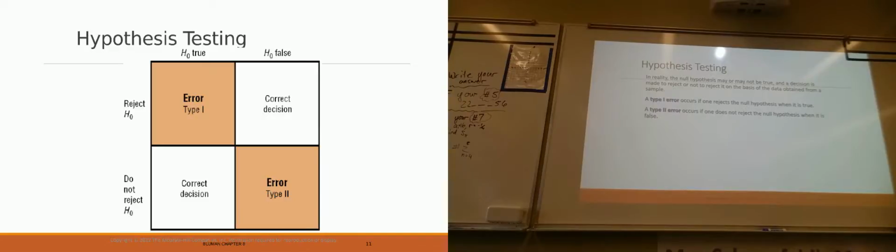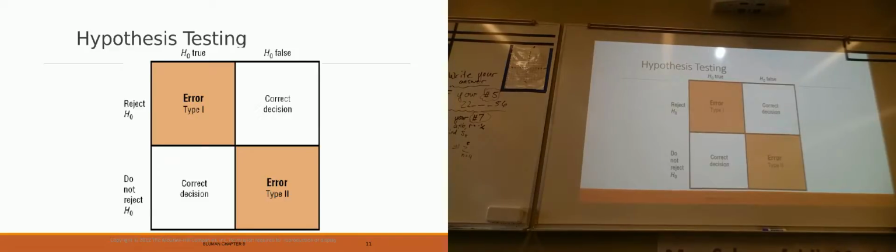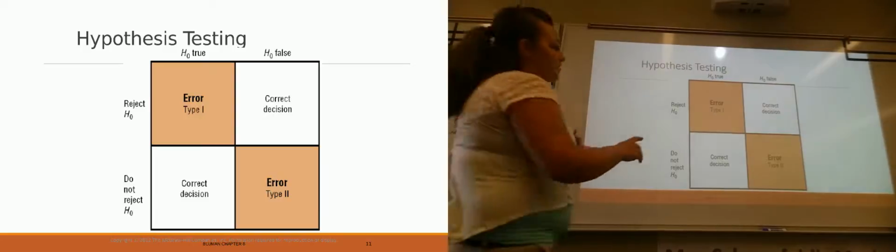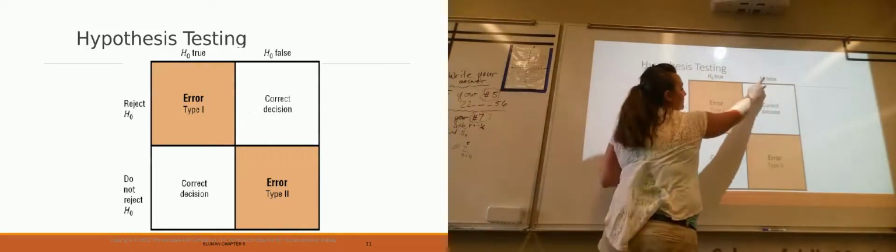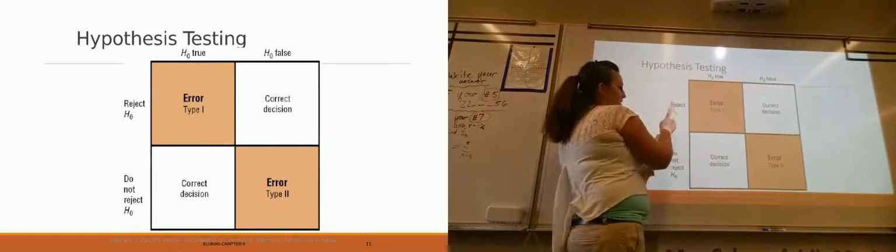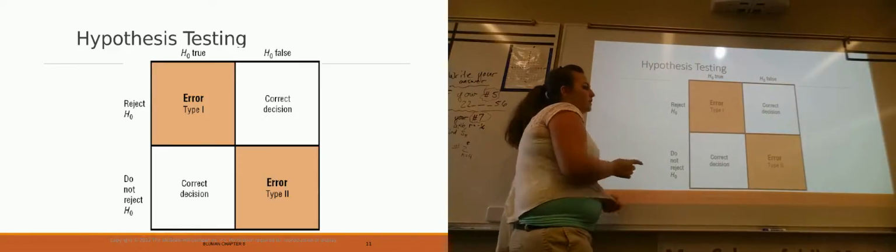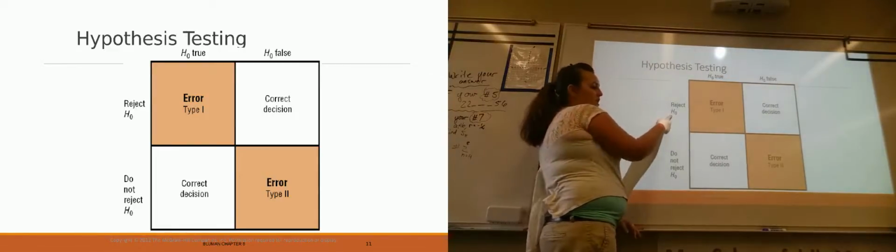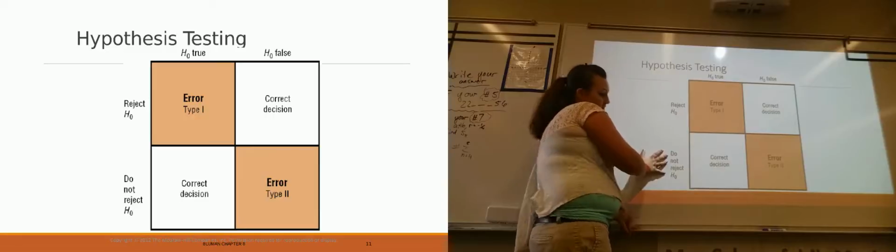Okay, and then we're going to look at that kind of stuff on a graph now. So, H naught is true, H naught is false. Hey, that looks like a Punnett square. Yep, that's kind of what I was going to say, but I didn't know if you guys had done that. Reject H naught or do not reject H naught.